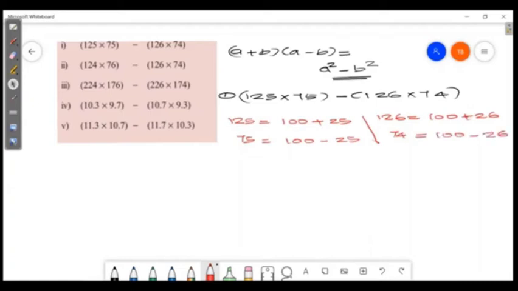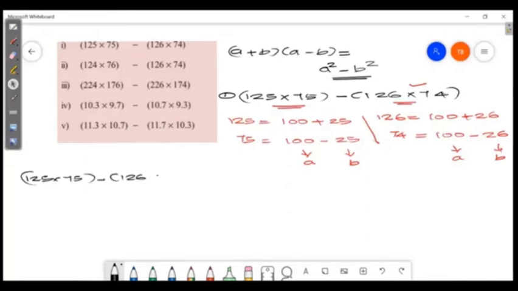Okay, so the first product is in the form (a plus b) into (a minus b). So we can write the first product as a square minus b square, where your a is 100 and b is 25. Look at the second one. In second case, our a is 100 and our b is 26. So the product becomes a square minus b square, that is 100 square minus 25 square minus of 100 square minus 26 square, isn't it?